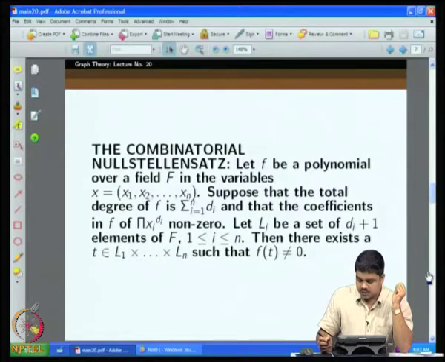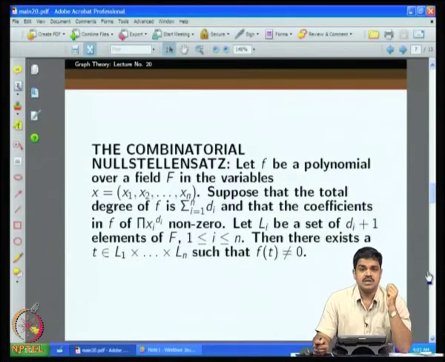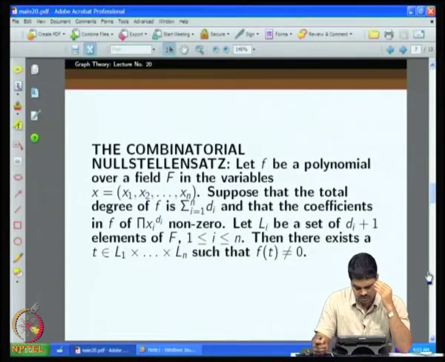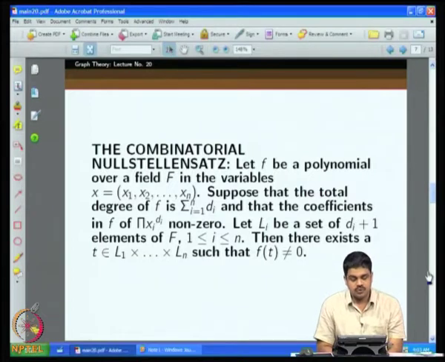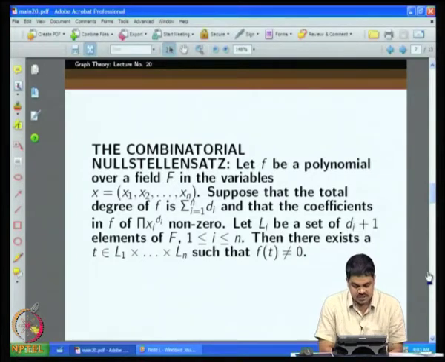So, then the next one is a generalization of, or not a generalization, we want to convert it into a convenient form. So, we will make some minor modifications, it is called the combinatorial Nullstellensatz. So, it is like this.